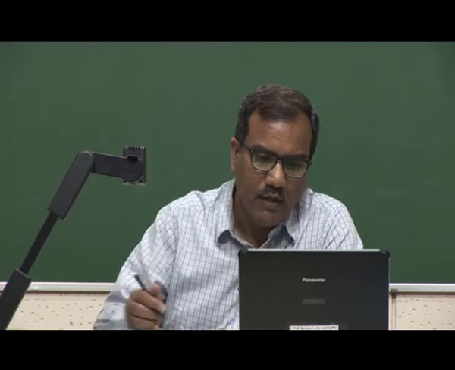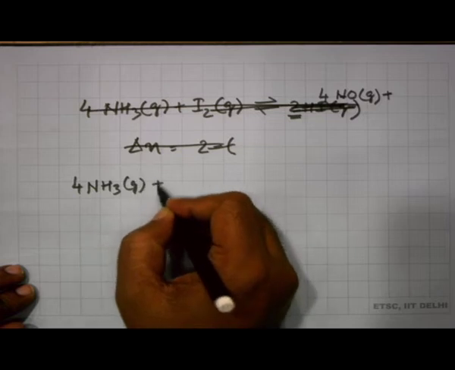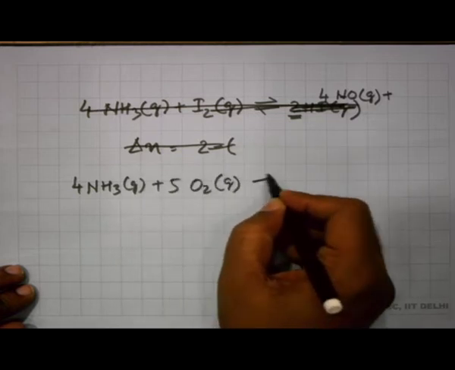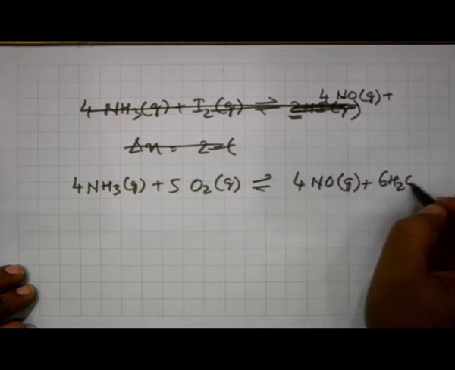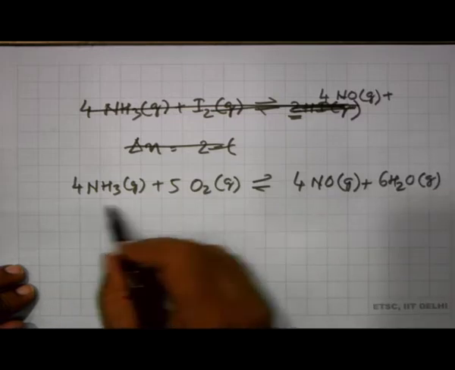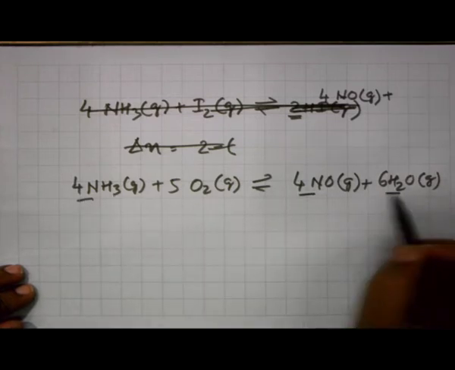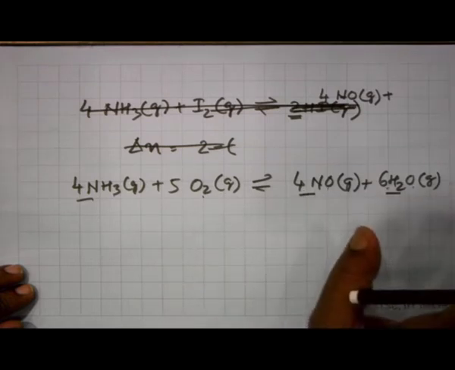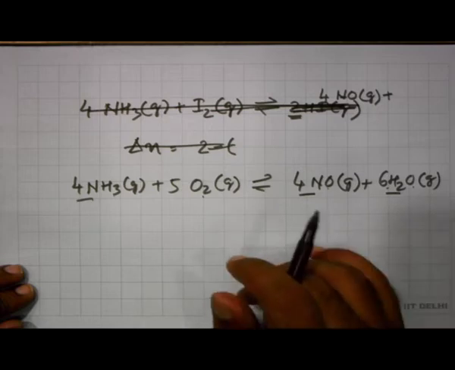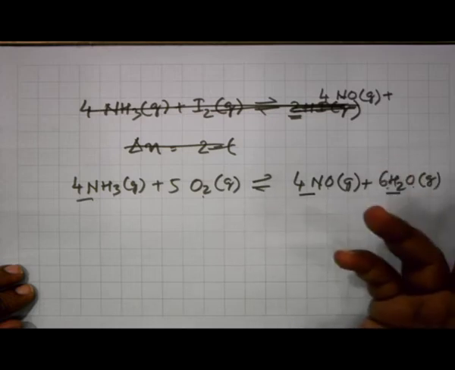Now, let us take another example. 4 NH3 gas plus 5 O2 gas, giving you 4 NO gas plus 6 H2O gas. Let us see whether it is balanced or not. 4 nitrogen, 12 hydrogen, 10 oxygen, 4 oxygen plus 6 oxygen, so 10 oxygen. So this is your balanced equation, and we want to see the effect of pressure, volume, inert gas or temperature.